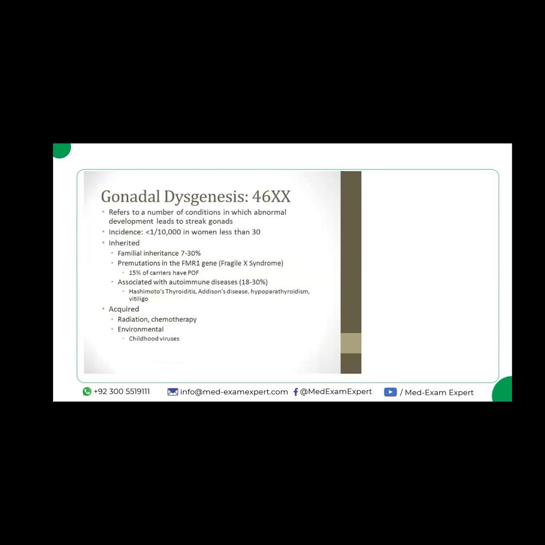Now coming towards gonadal dysgenesis, which is another cause of primary amenorrhea, this refers to a number of conditions in which there is abnormal development of the gonads and it leads to streak gonads. Many causes are there. Familial inheritance is present in 7 to 30% of the people. There are some mutations in the Fragile X syndrome gene. 15% of the carriers have premature ovarian failure.